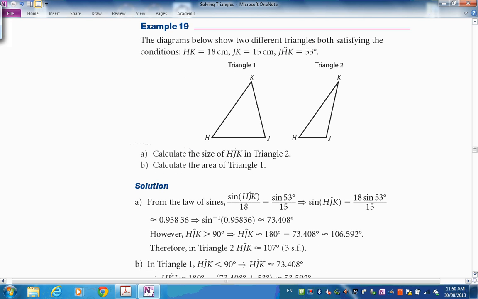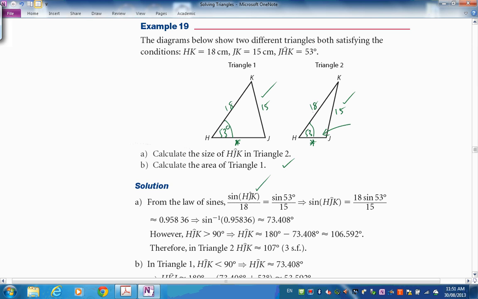This gets interesting. So we've got two triangles here where HK is 18, JK is 15 and JHK is 53. I don't know whether you realise that you can draw two triangles with that, because you can have a different length of side down the bottom. Let's say we want to calculate the side of this size of JK in this triangle, and then calculate the area of the first one by the sine rule, and we'll use it that way up.